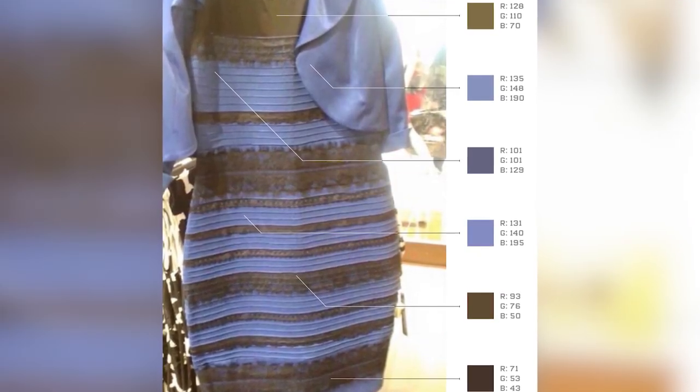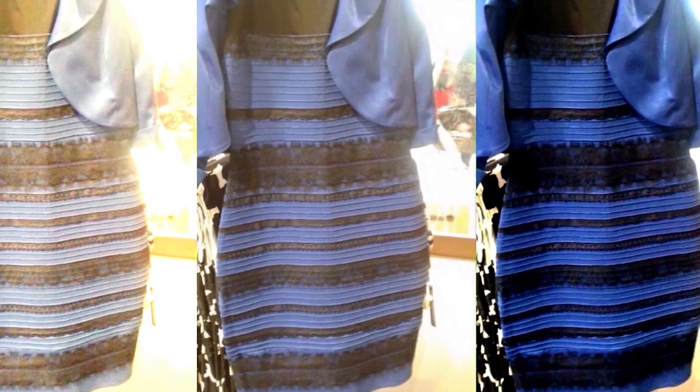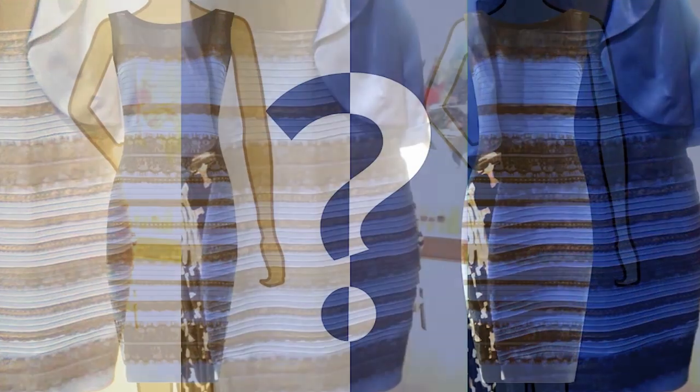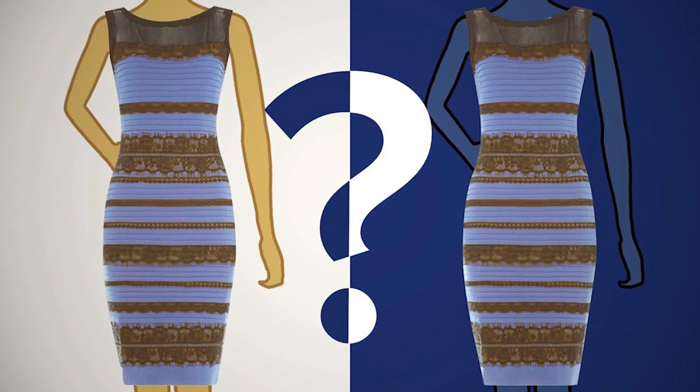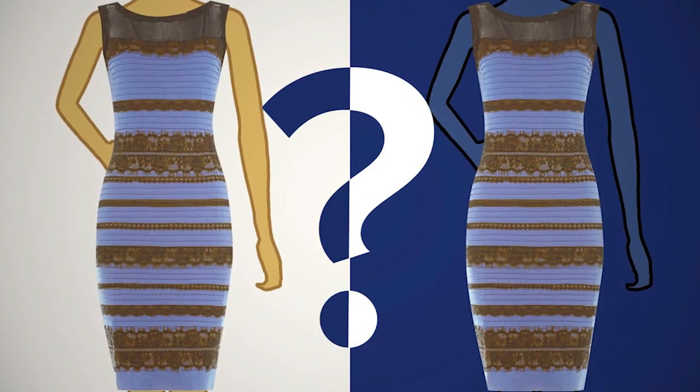Those who saw it as being in a shadow were more likely to see gold and white, while those thinking it was illuminated by artificial light see blue and black. If you see white and gold, try looking at artificial light for a moment and then looking back at the image. Then you'll see how much of an impact it makes.